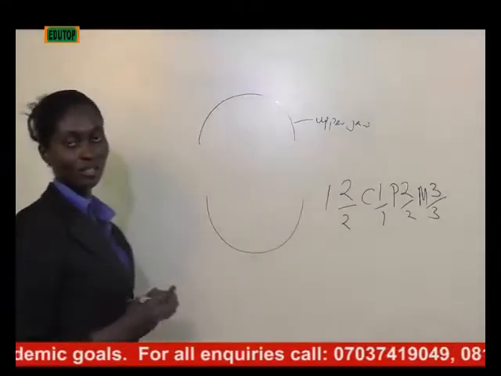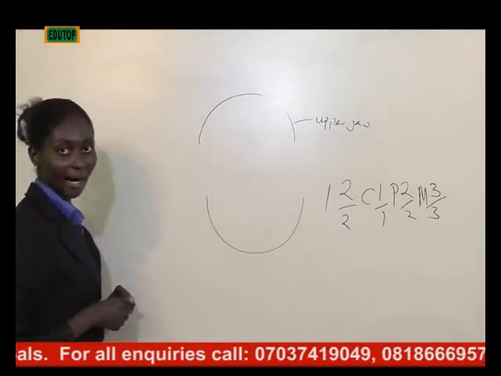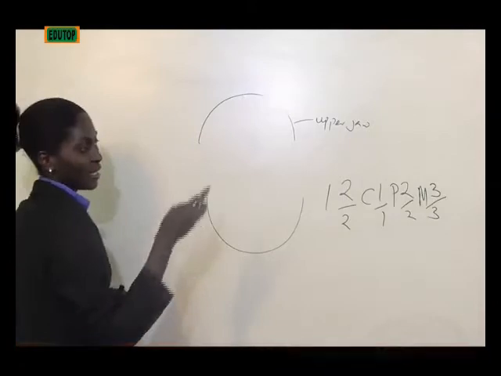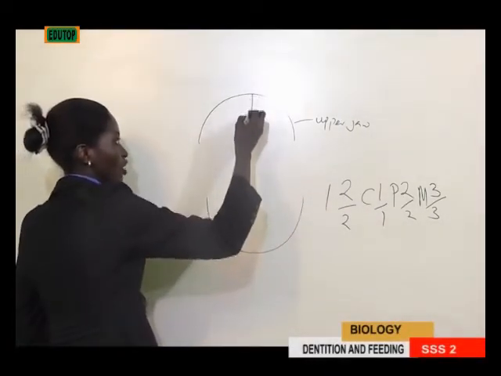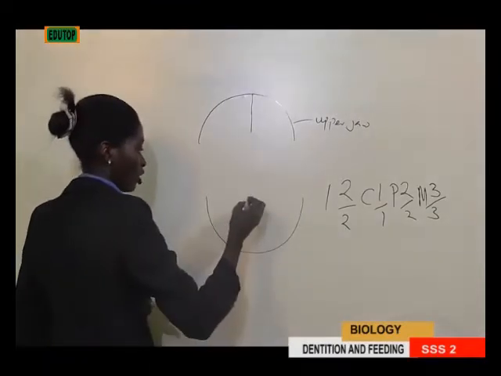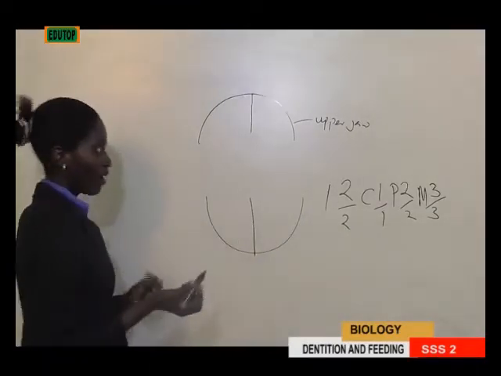I say 2, 1, 2, 3 so that you can easily remember. Okay, so I said this 2, 1, 2, 3. The principle behind this is this: when you divide the upper jaw into 2, you divide the lower jaw also into 2, like equal halves.